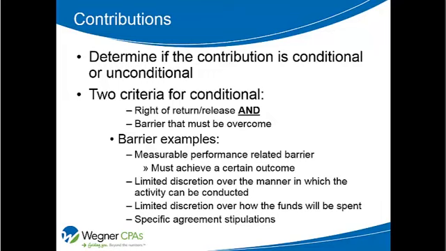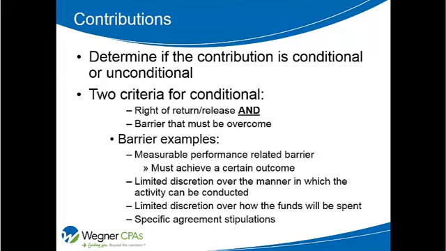The next barrier is where you have limited discretion over the manner in which the activity can be conducted. So if I'm giving you this money, but I tell you, you must operate a soup kitchen, it must be in this location, it must be open from this time to this time, you must serve these type of foods, I am not giving you any discretion over how you're actually operating your soup kitchen. Okay, so again, that is a barrier because I am not really giving you the control over the money.